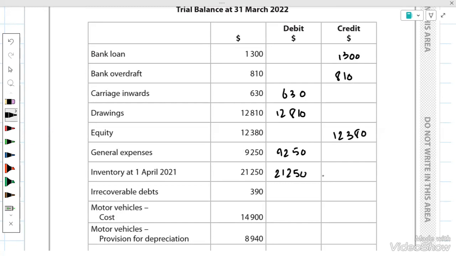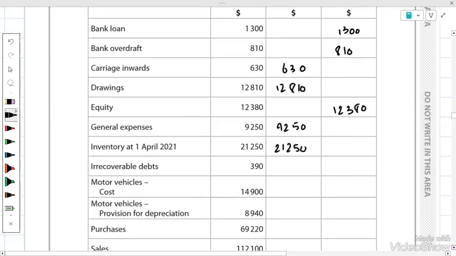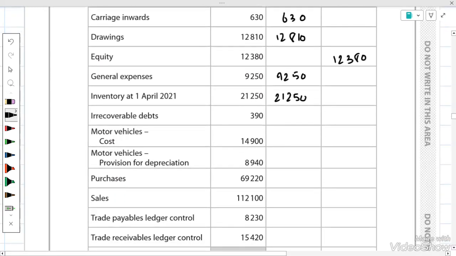Just remember one thing, that closing inventory will not be recorded in the trial balance, because this is not the cost of goods sold for the current year. Okay. So irrecoverable debt, which is 390, is also a debit because it is our expense. Motor vehicle cost. This is our asset, so this is also recorded on this side.